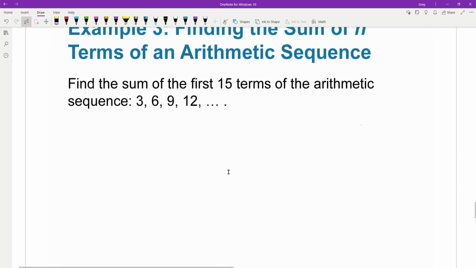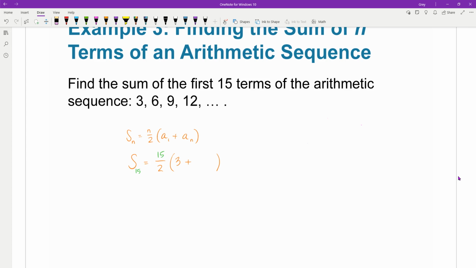Example 3, find the sum of the first 15 terms of the arithmetic sequence. So if I want the sum of the first 15 terms, I'm going to start off with my sum formula. Okay, that was n over 2 times a sub 1 plus a sub n. And now I'm going to go fill in. If I want the first 15 terms, I'm looking for S sub 15. 15 is n. So that means I want 15 over 2. A sub 1, clearly from what they gave us, is 3. But I don't know a sub n.